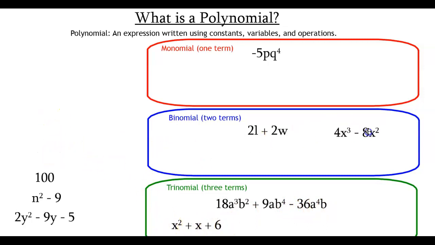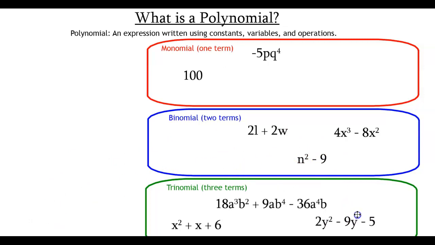Here's a binomial. I know it's binomial because it's separated by 1 operator there. Even though there's no variables here, it's still using a constant, so I can call this a monomial. It's only 1 term. Here's a binomial. N squared minus 9 is a binomial because it's got 2 terms there. And here is a trinomial. Okay, hopefully that makes sense. A monomial's got 1 term, no operators present. A binomial has 2 terms, with 1 operator in between the 2 terms. And then a trinomial's got 3 terms present, with 2 operators in between the 3 terms.